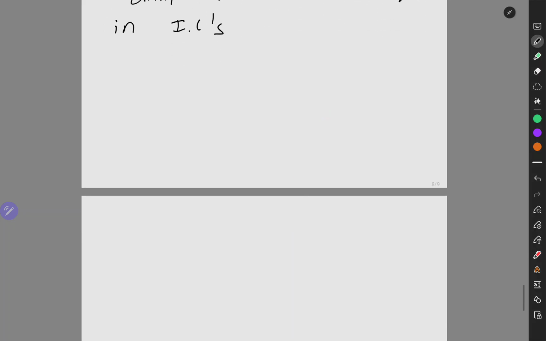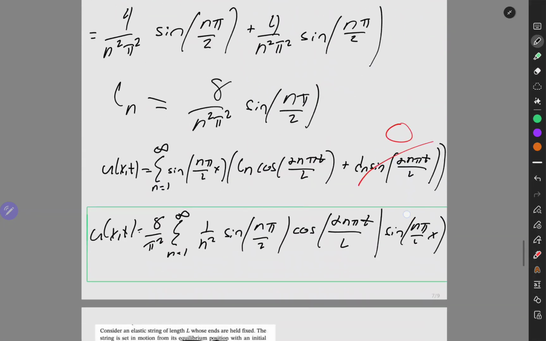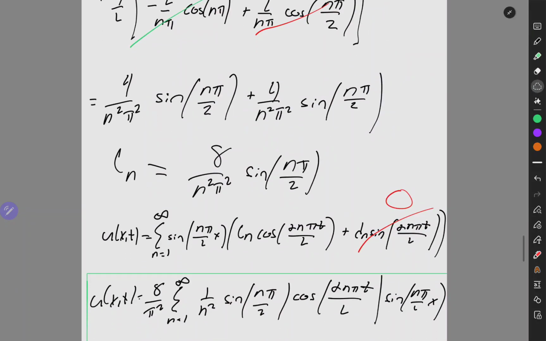So, let me go ahead and write down the general solution again. And here it is right here.